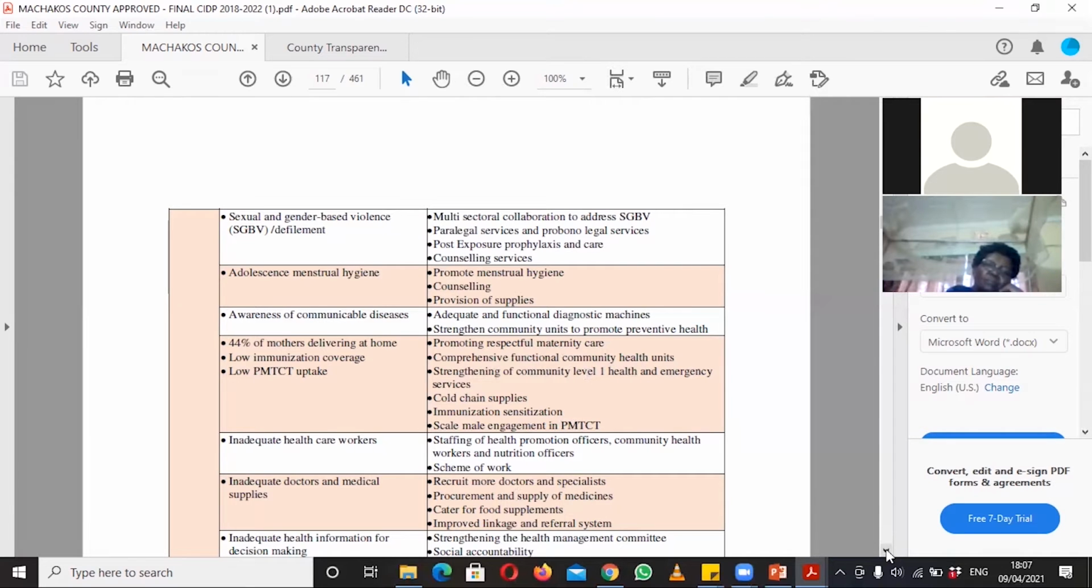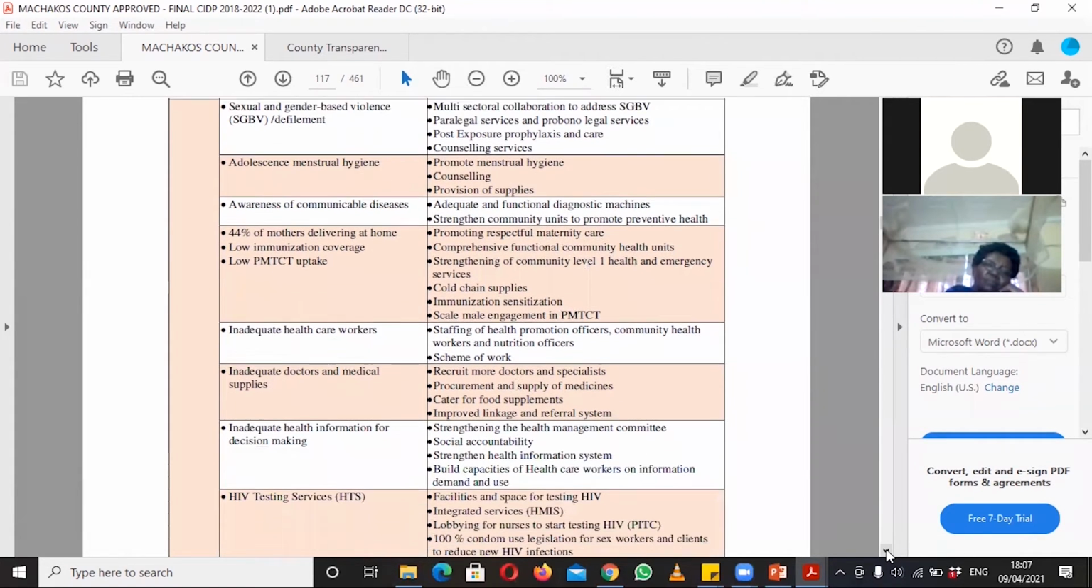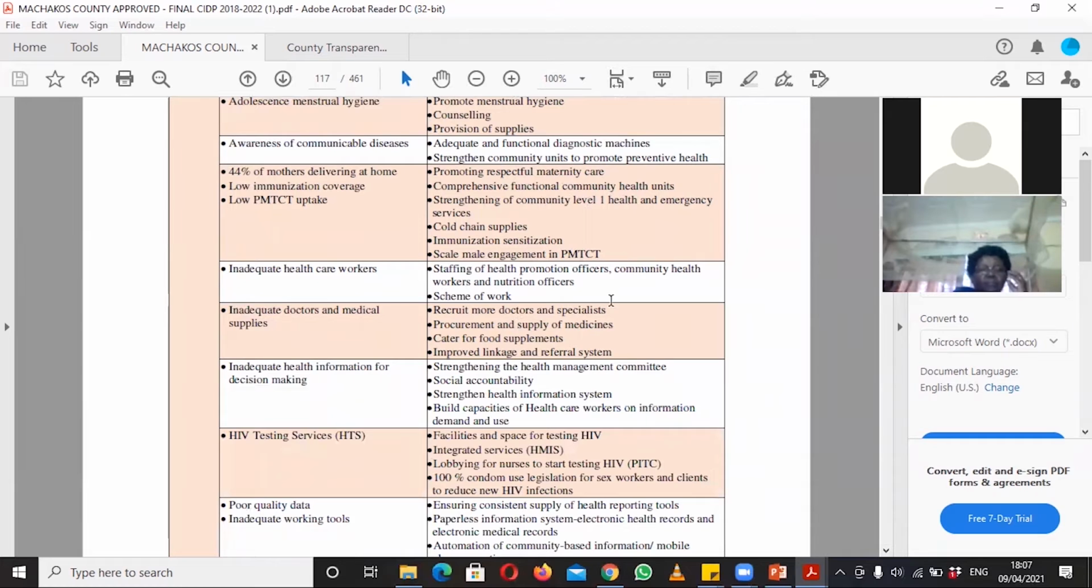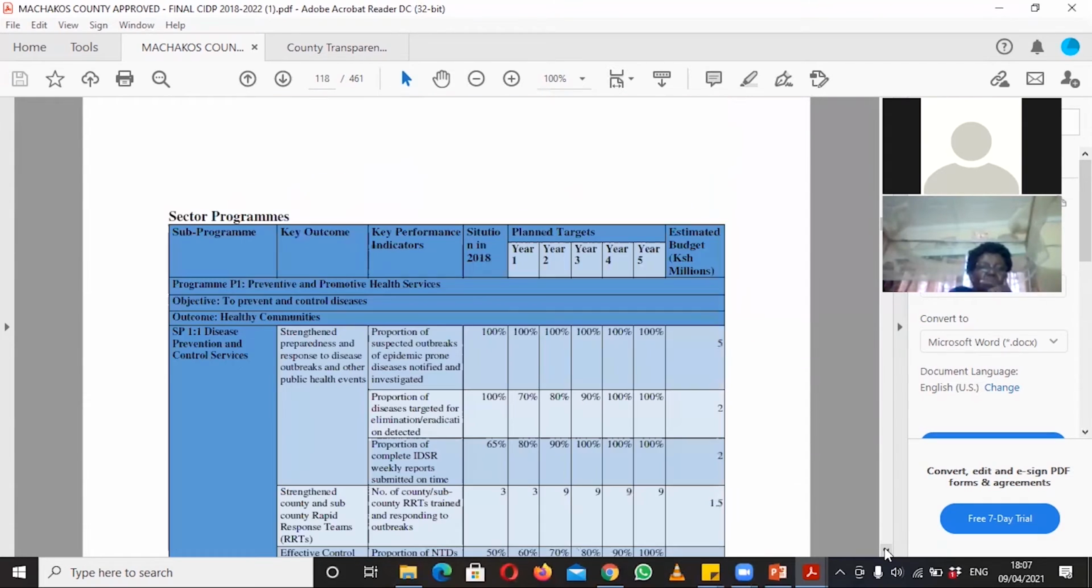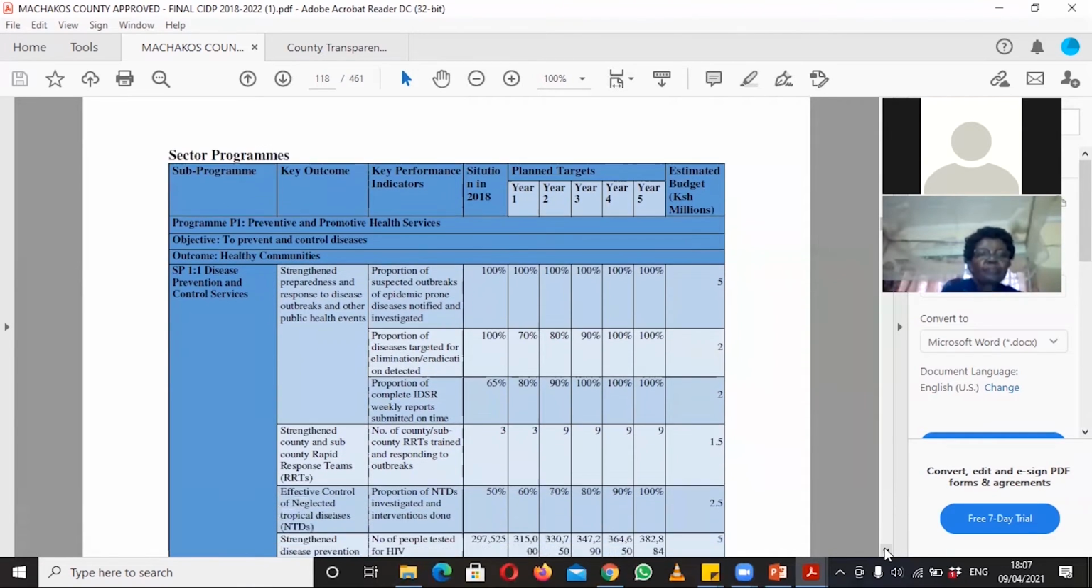So with regard to inadequate health workers, they said that what they want to do is the staffing of health promotion officers, community health workers, and nutrition officers. So you can find that they identified the needs, and they also identified the strategy that they're going to use to meet whatever is needed.